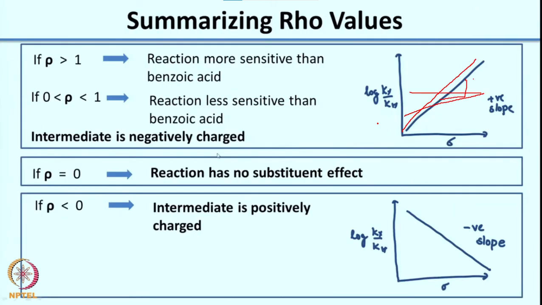Then we have observed that if the intermediate is negatively charged and the rho value is more than 1, then the reaction is more sensitive than benzoic acid. And if the case is reversed, like rho value is less than 1, then the reaction is less sensitive than benzoic acid. Then we have also observed that if rho value is equal to 0, that means there is no effect of substituent in the particular reaction. And if rho value is less than 0, then the intermediate is positively charged, right?